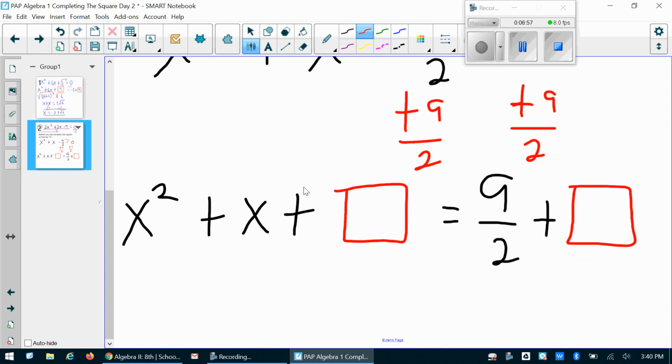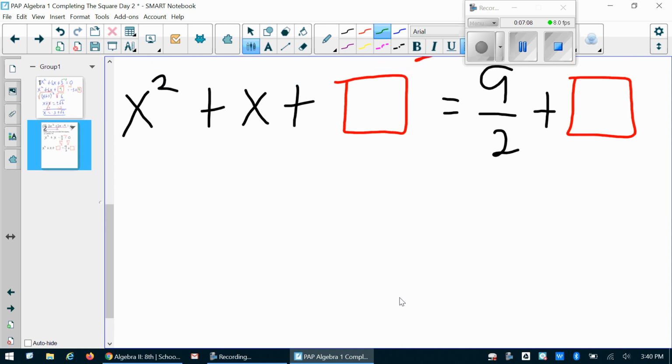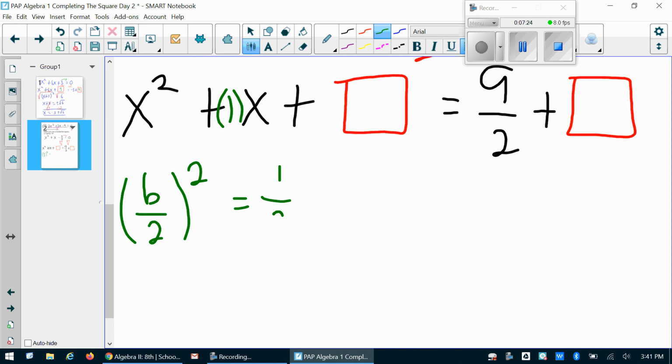And then we complete the square. We have to have our general formula, b over 2 all squared. In this case, b is 1. Like I said in the last video, we had all even numbers for b. Now we're going to have some odd numbers. So I'm going to have 1 over 2 all squared.